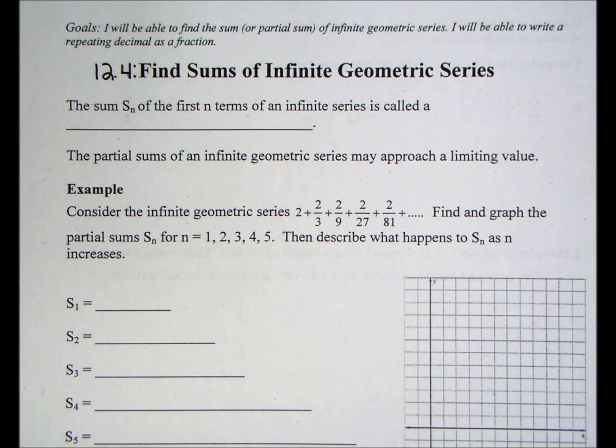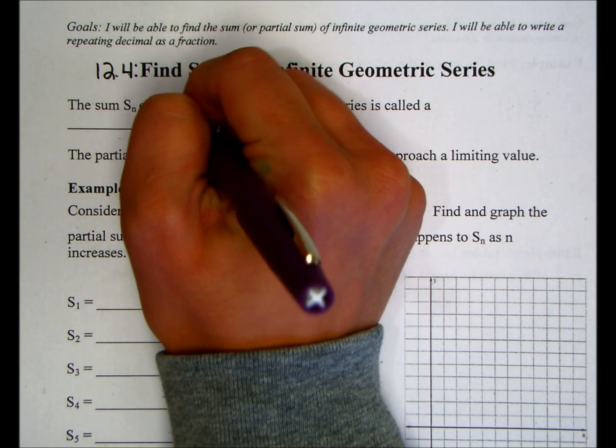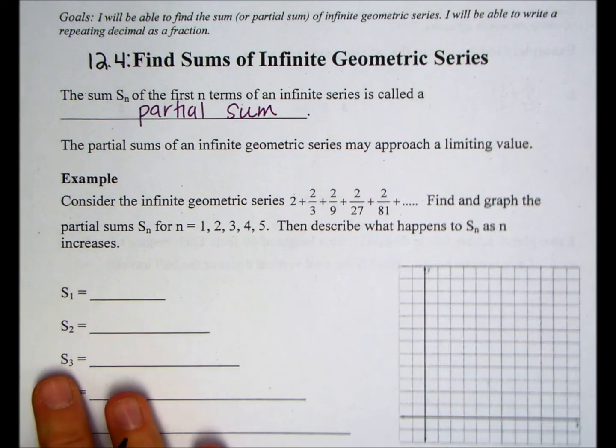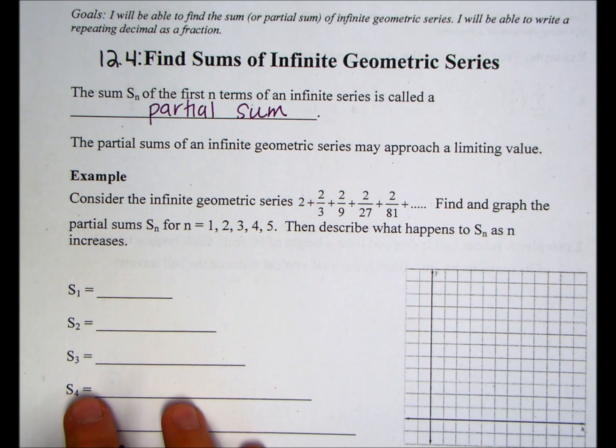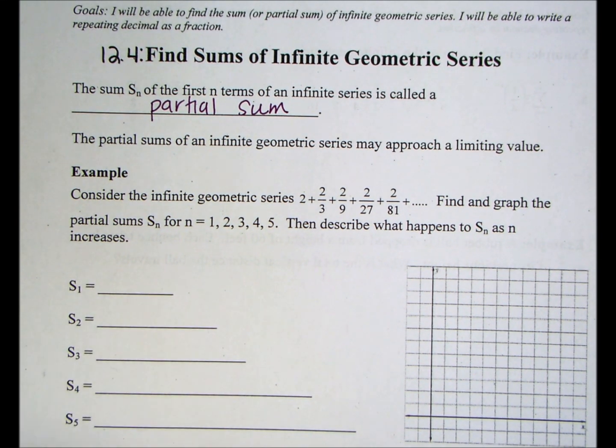Alright, so today we're going to talk about 12.4, find sums of infinite geometric series. So the sum Sn of the first n terms of an infinite series is called a partial sum. The partial sums of an infinite geometric series may approach a limiting value.